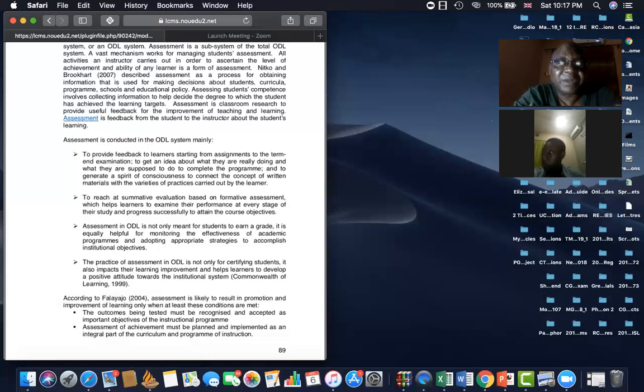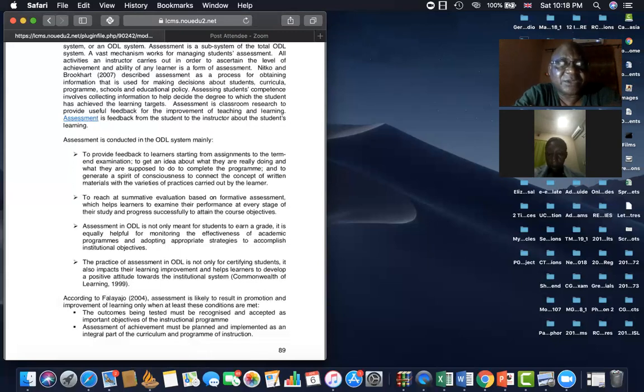Now, assessment in ODL is not only meant for students to earn a grade. It is helpful for monitoring the effectiveness of academic programs and adopting appropriate strategies to accomplish instructional or institutional objectives. Actually, most of the time we don't use our assessment for what it is meant for. By the time you begin to see a lot of students failing a particular course, attention should be drawn to that course. We should want to decide what is wrong with the course. Why are students failing en masse?